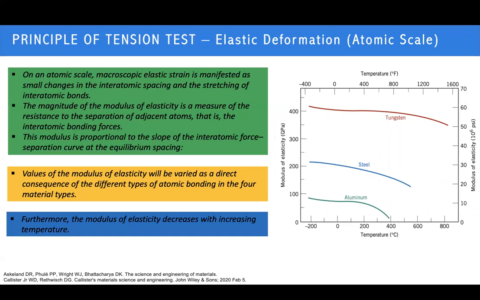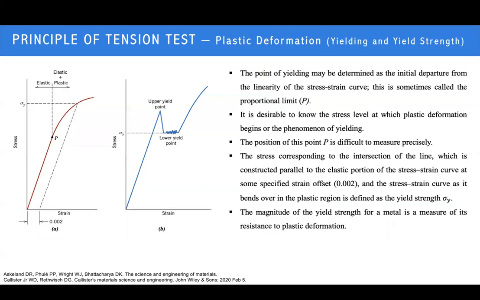It is a very simple concept. When you heat a material, the atoms gain kinetic energy, so they move and vibrate. This kinetic energy decreases the modulus of elasticity, making it easier to stretch the bonding. Okay, so this is what happens in elastic deformation. So let's go next to plastic deformation.